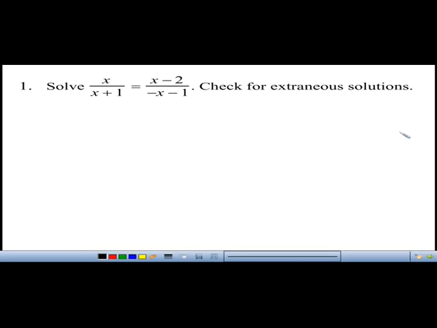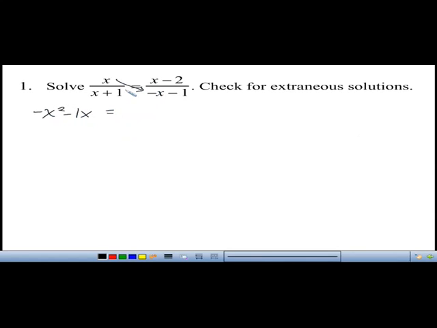It says solve. So the equation given is a rational equation, but the first thing that I usually check for is to see if it's a proportion. Do we have a fraction equal to another fraction? Yes. All right, so then let's cross multiply. So I'm going to multiply the x times negative x minus 1. So if we distribute the x to these two, we end up with negative x squared minus 1x equal.